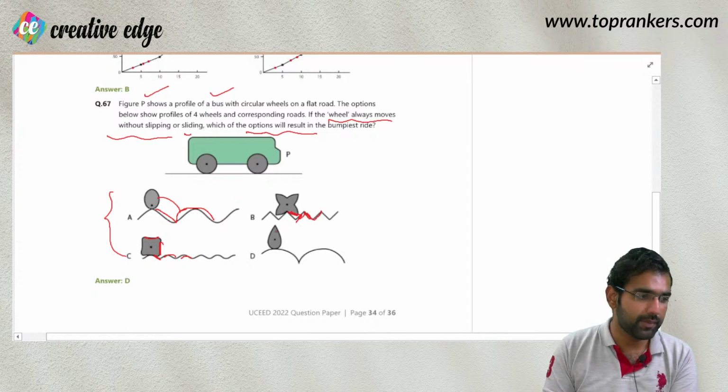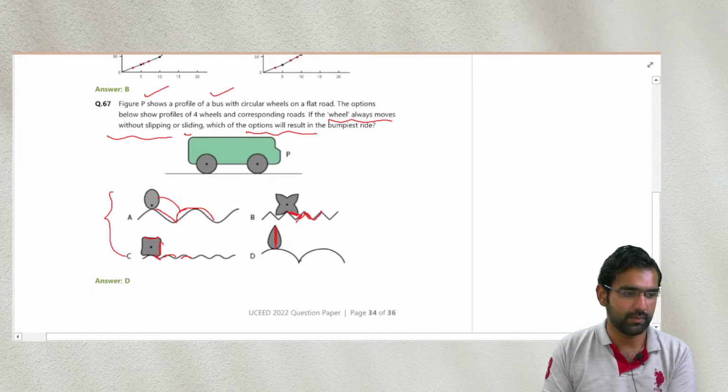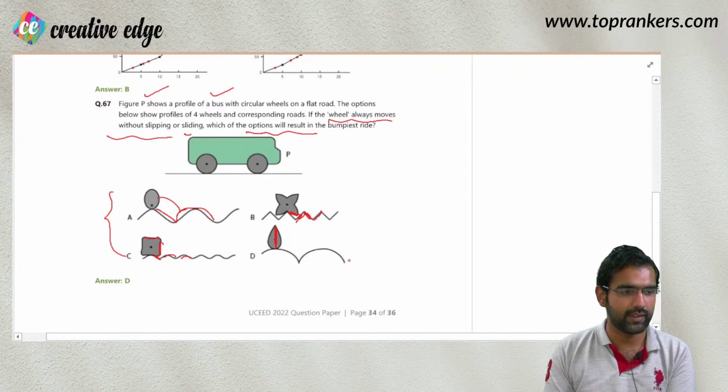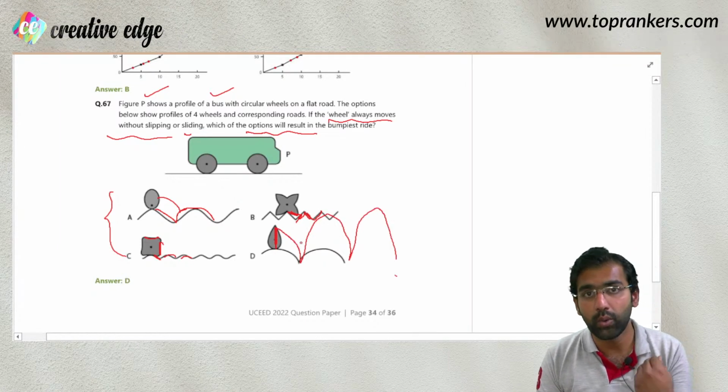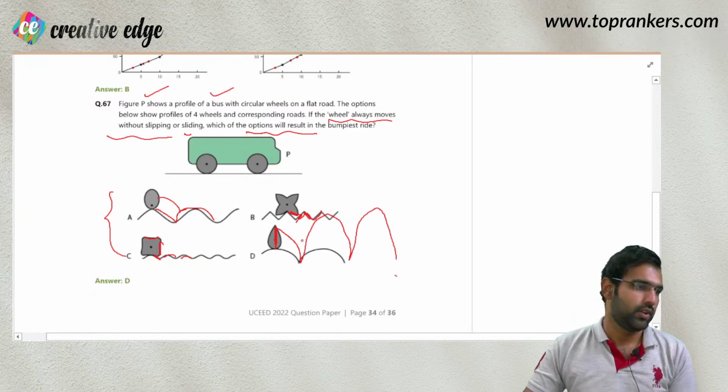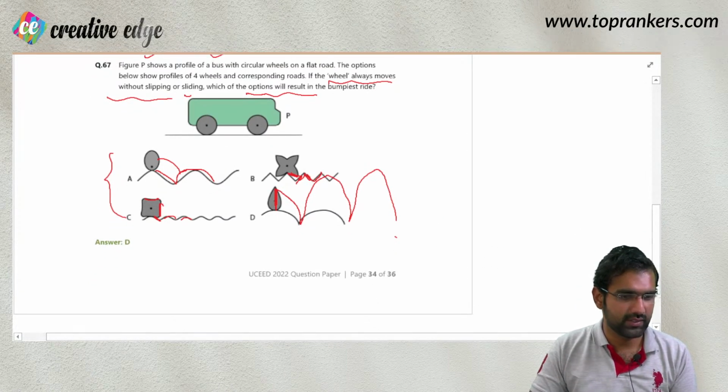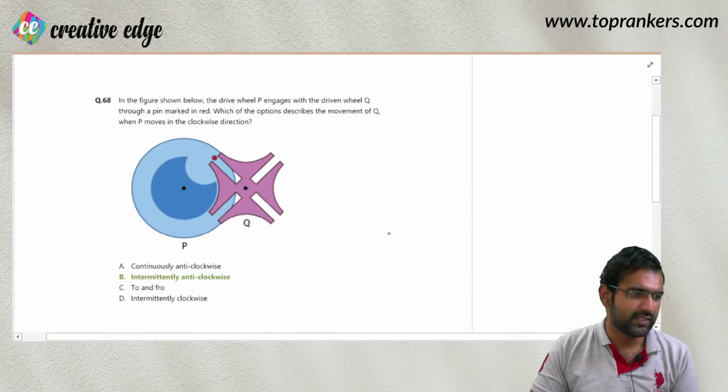Option D will have the bumpiest because its height is the highest. So here it will go to the peak, then back to the top, then like this. So it will have the highest, the most bumpiness. So that's why I'm saying that this is how the 67th question could have been done. 68th was a simple one.